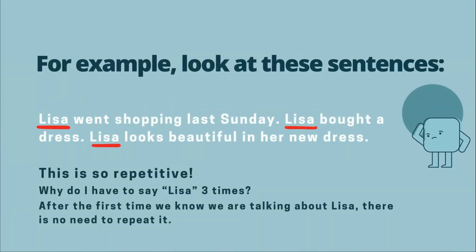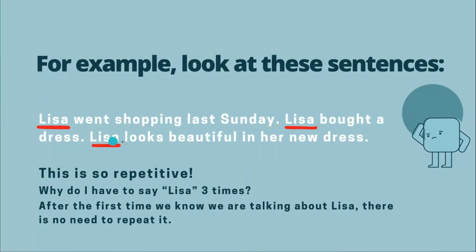So look at these sentences, for example. We have: Lisa went shopping last Sunday. Lisa bought a dress. Lisa looks beautiful in her new dress. If we're focusing on the subject of each sentence, the subject is clearly always Lisa, underlined in red. Lisa did the action of shopping. Then Lisa did the action of buying a dress. And then Lisa looks beautiful. And so always our subject is Lisa, Lisa, Lisa.